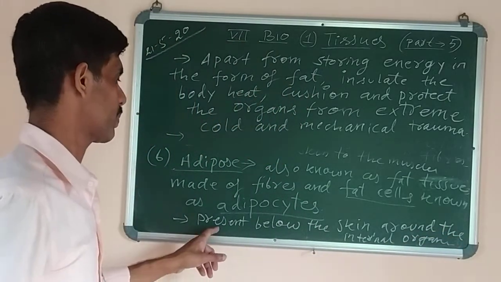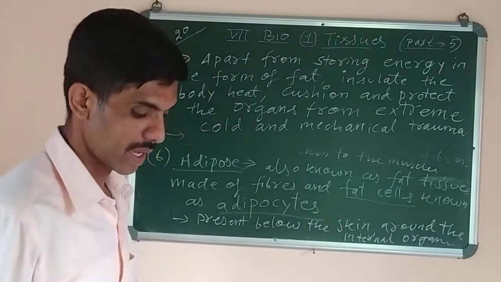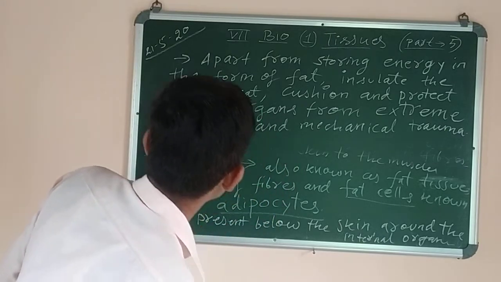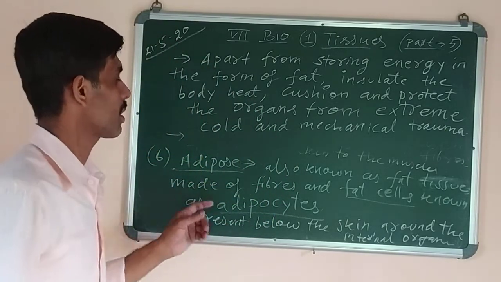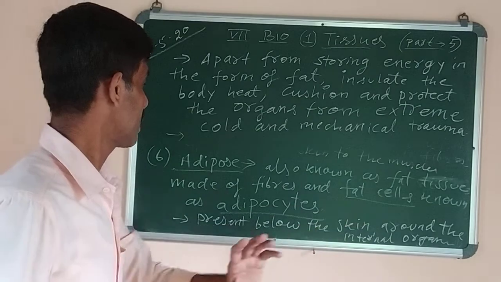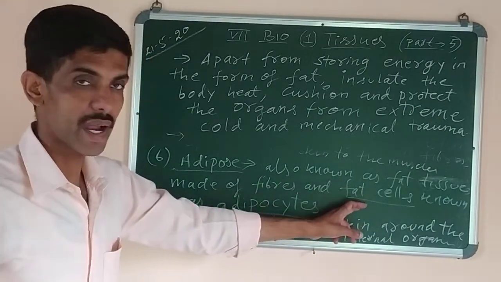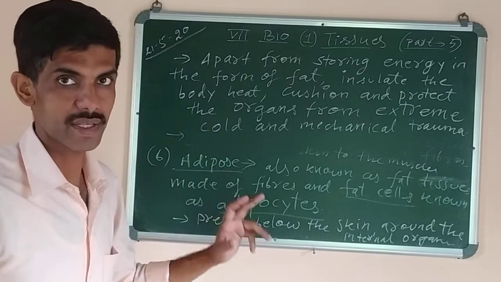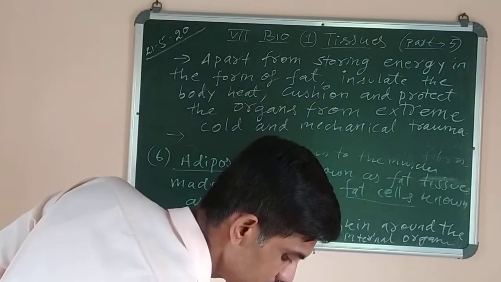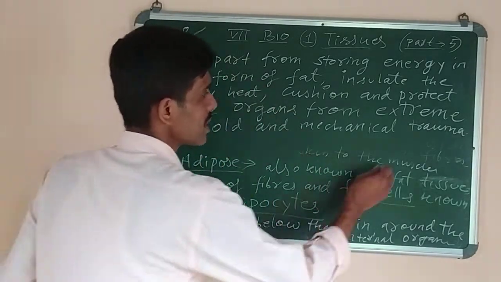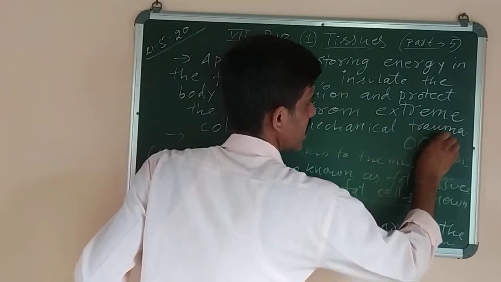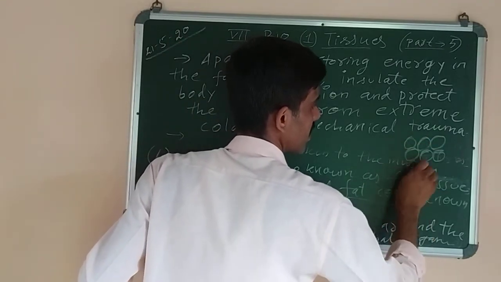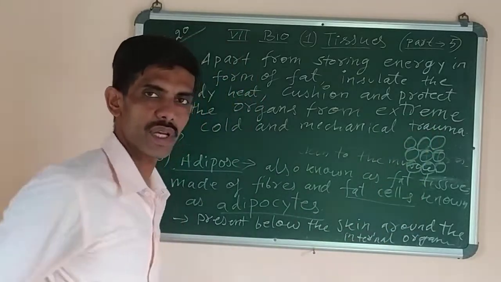This adipose tissue is present below the skin and around the internal organs. So we have completed the adipose tissue also. It is also known as fat tissue, made up of fibers and fat cells which are known as adipocytes. What is an adipocyte? The fat cells are called adipocytes. Now how to draw the diagram of this adipose tissue? Simply you can draw like this. It is spherical or round in shape. They are called adipocytes.